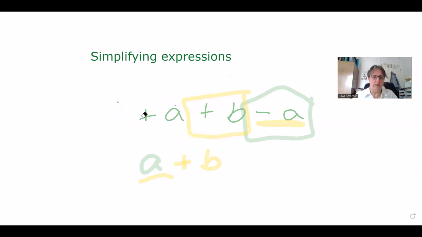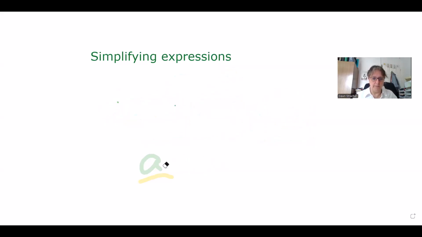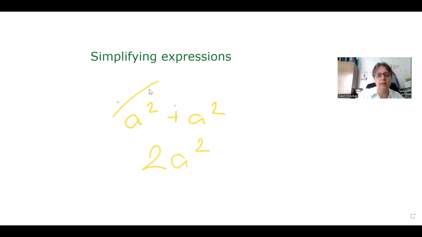The other thing you might need to keep an eye open for is if they give you A squared plus A squared. I've got 1A squared in this hand and I've got another A squared in that hand. So I haven't got A to the power of 4. I've got 2A squareds because I've got one here and I've got another one here. So I've got 2 altogether.